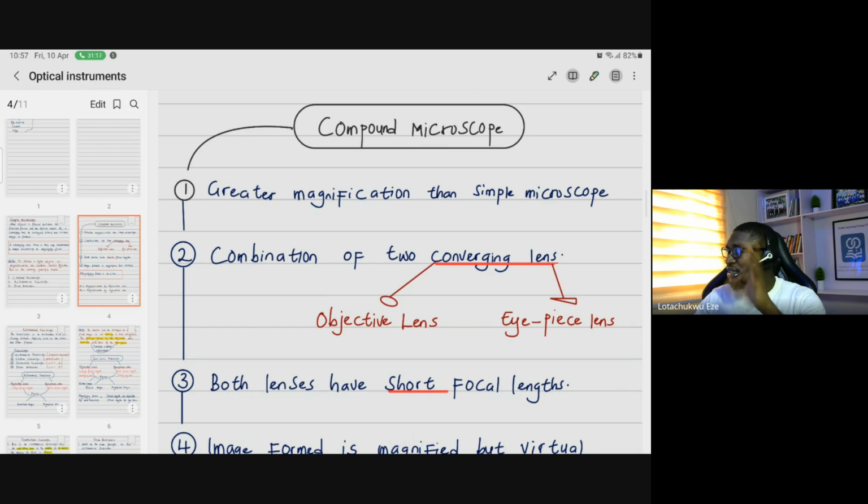Now, for JAMB, these are things they ask for in your UTME exams. It's just that they want to know the key things you can remember. Basically, just a few questions on this.